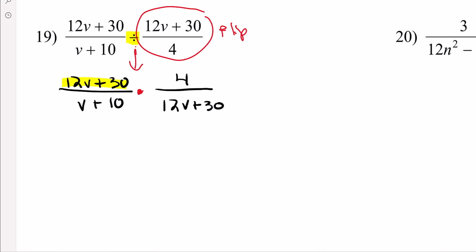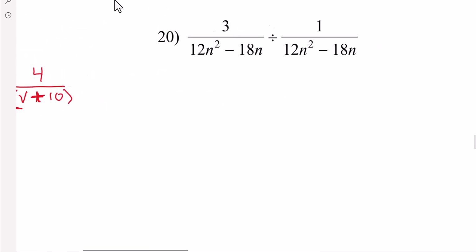Well, look at what we have here. Diagonally, those cancel. And then if we multiply straight across, we have 4 over v plus 10. And that's the simplified version. Notice 4 goes into 10 evenly, but remember, because of this plus sign, v would also have to have a 2, 4, 6, 8, or 10, or something. 3 terms would have to have something in common.